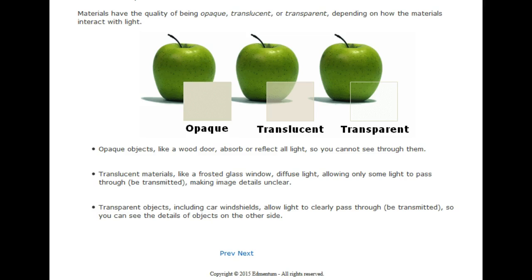Opaque objects like a wood door absorb or reflect all light so you cannot see through them. Translucent materials like a frosted glass window diffuse light, allowing only some light to pass through or be transmitted, making the image detail unclear. Transparent objects, including car windshields, allow light to clearly pass through or be transmitted so you can see the details of objects on the other side.